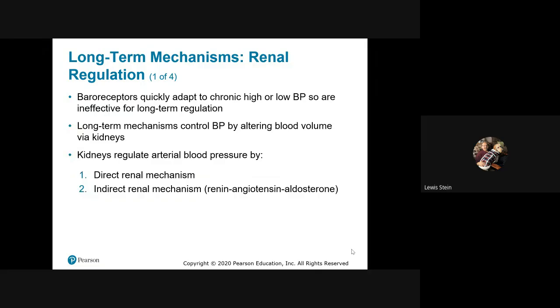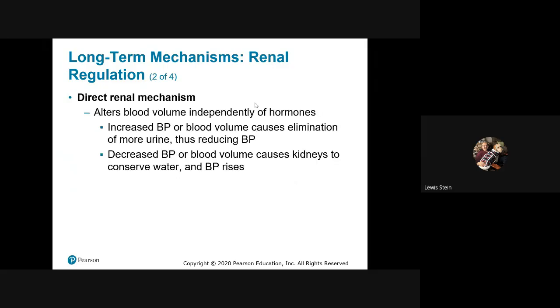The classic long-term mechanisms are renal. So the baroreceptors can adapt over time. So they're short, they're not something that's going to make long-term adjustments. So the longer-term mechanisms are really based in the kidney more than anything else, and they're classified as direct and indirect. If you're looking at direct, and we haven't gotten to the kidney, obviously, but direct mechanisms play a role independently of hormones.